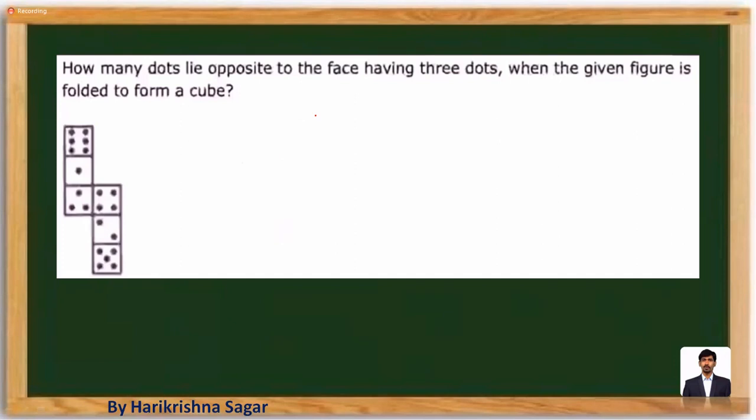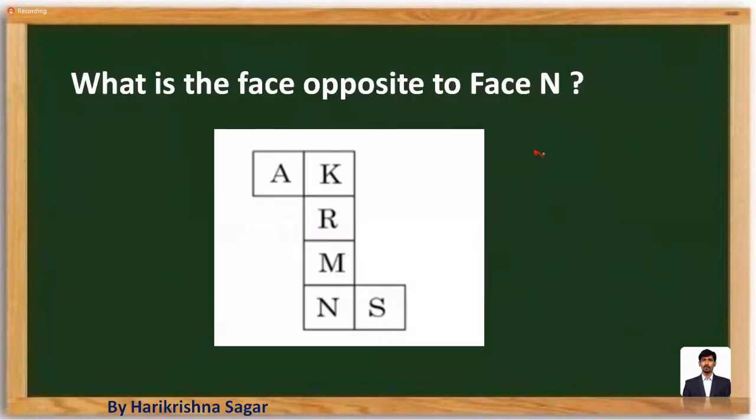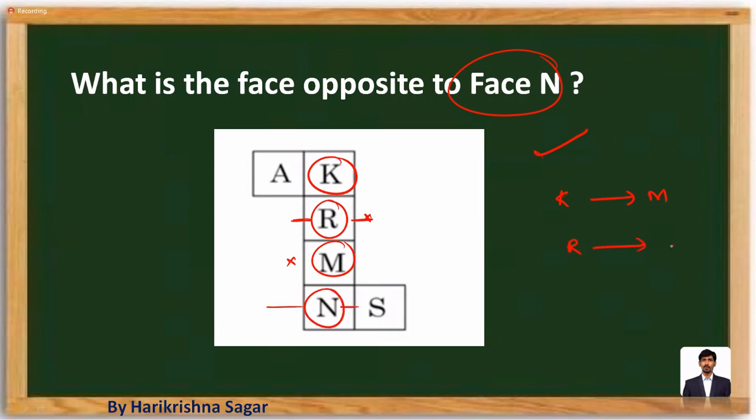So let's take one more example to get clarity. For example, this question is given. What is opposite to face N is the question. So start from here. What is adjacent? R is adjacent. What is the opposite? K opposite is going to be M. So if you start from here, this is R. This is adjacent. Next to adjacent is opposite. So R opposite will be equal to N. And the leftover terms are opposite. Like A and S are going to be opposite with each other.